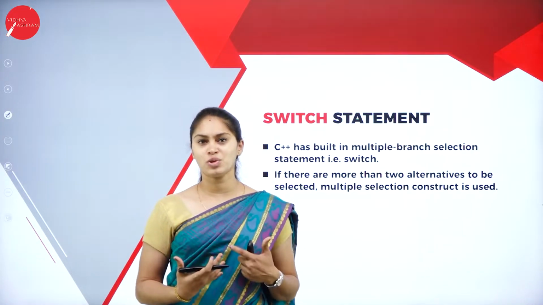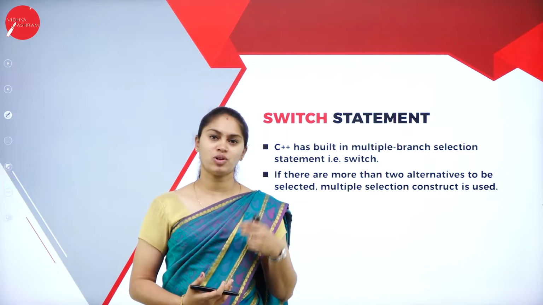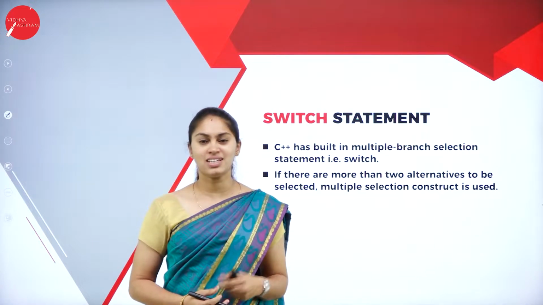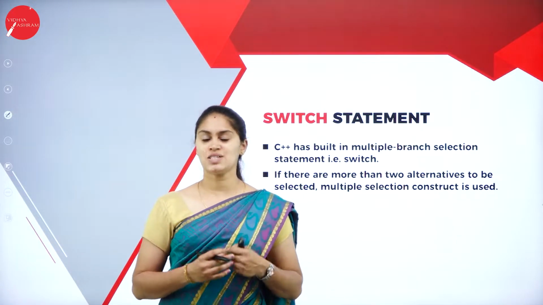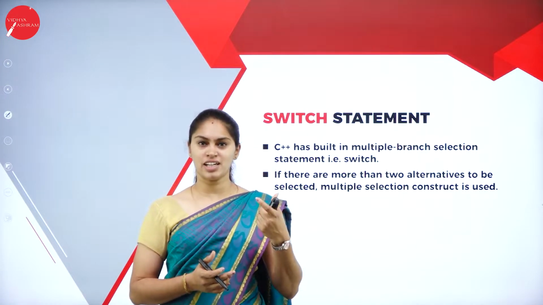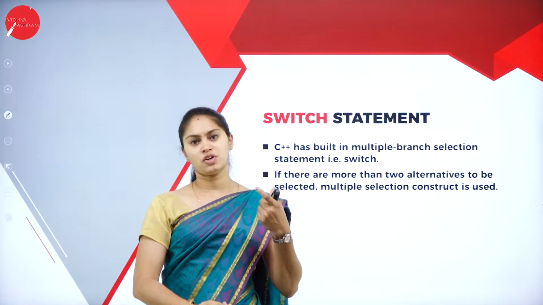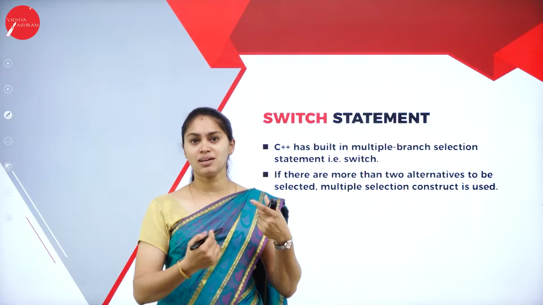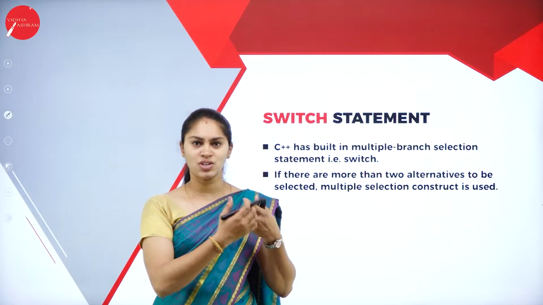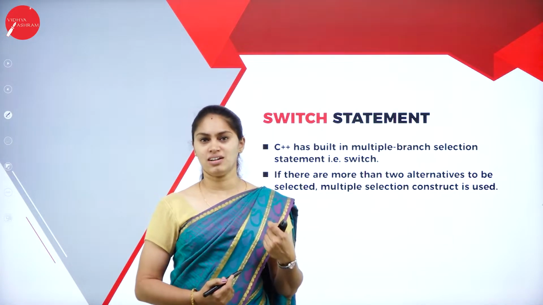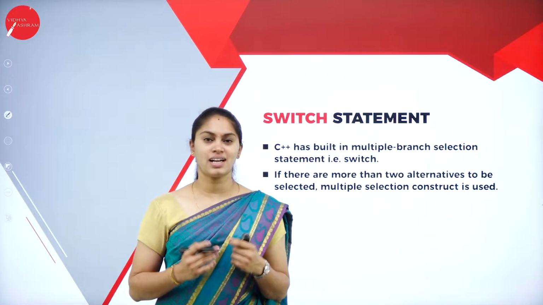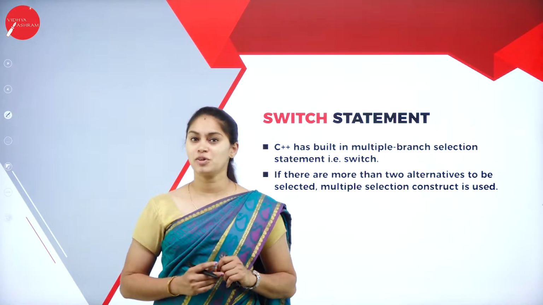But what if I wanted to have more than one option? What if I wanted to select among multiple options? That is where we have this switch statement. This switch statement is also called multi-way branching. There will be one condition and I have n number of options. When my condition matches with any one of the options, it will execute that particular block of statements. That is what the switch statement does.